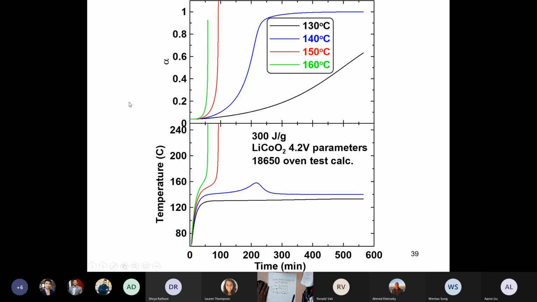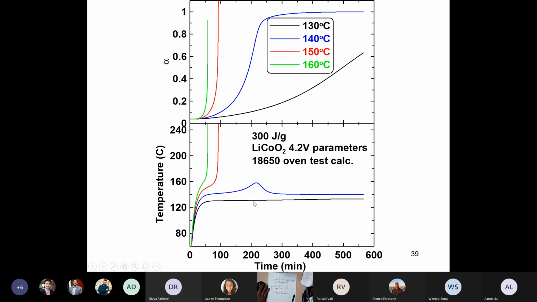And if you do that, this is what you get, okay? So this is temperature versus time for a lithium cobalt oxide 18650 cell, charged at 4.2 volts with a heat per unit mass for that first step of the reaction of 300 joules per gram.